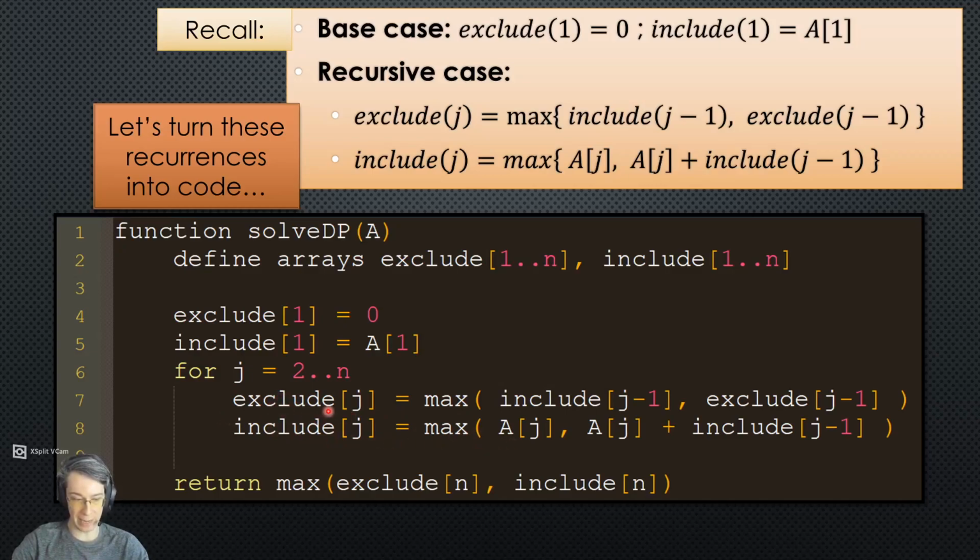It doesn't particularly matter that these two are in the same loop. I could have done them in different loops. I could have done the include loop first because it doesn't actually depend on exclude at all. It's just important that include j minus 1 is done before exclude j, because exclude j needs include j minus 1 to be finished. But that's fine because we're just computing this in a loop. Every time we compute j, the j minus 1 has already been computed. And at the end, we return the max of exclude n and include n.